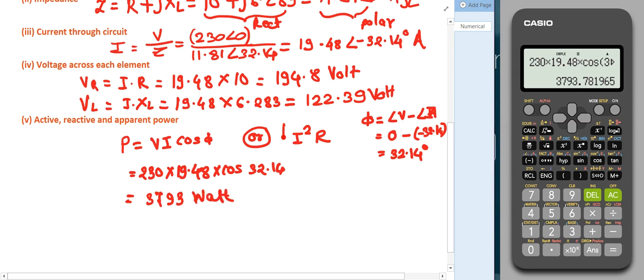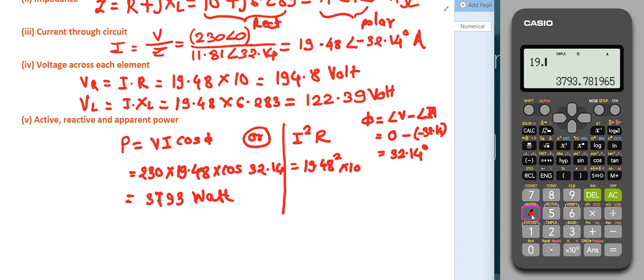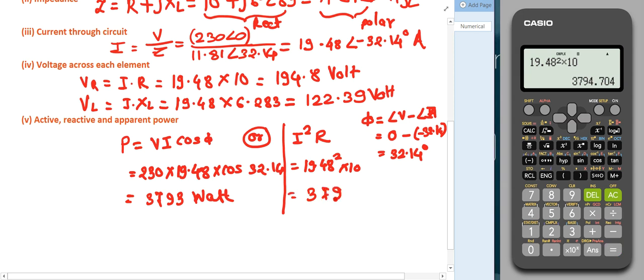Or you can use this I square R formula. I square R means 19.48 square into 10 ohm. So approximately you will get the same power, 3794. So using both formulas we can calculate. So this is which power? This is the active power, in watt.